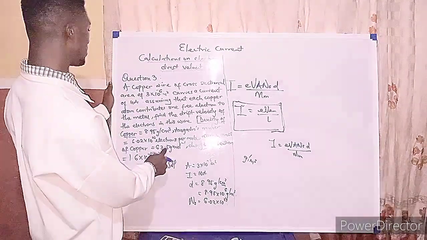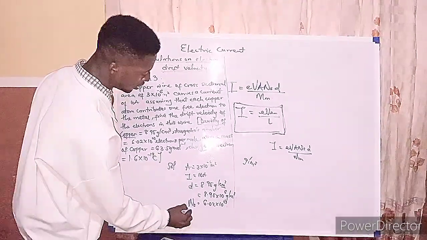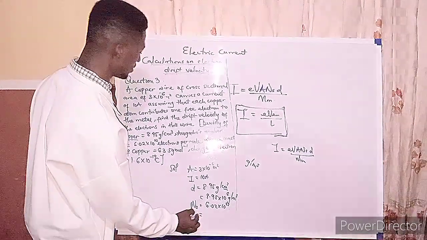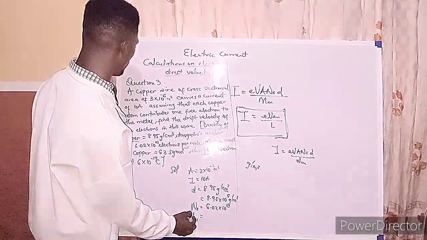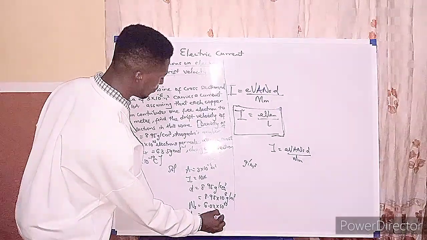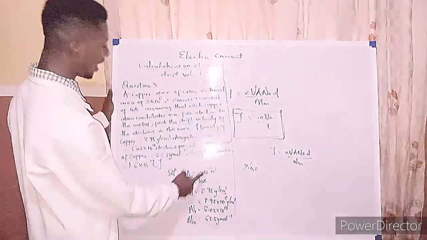The second to the last parameter given here is the molar mass of copper, which is M, as usual. Our molar mass here is said to be 63.5 gram per mole. Then the last one here is the charge of electron.